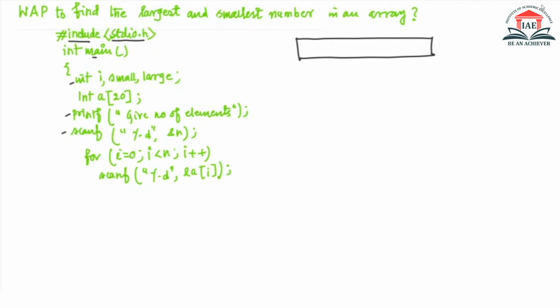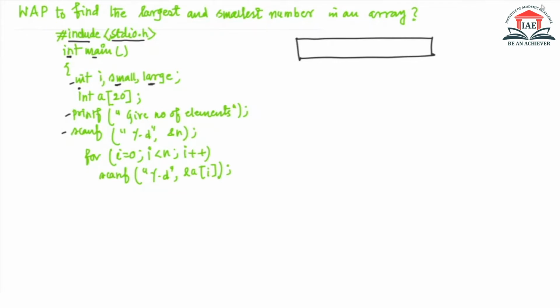So this is the main function, and the return type of main we use is an integer because the default return type of main is integer. So that's why I am writing this. Now we are declaring some variables like i and small. You can name it differently, but the small variable will store the smallest number and the large variable will store the largest number. We are declaring an array of size 20. Maximum size is 20. That means you can store maximum 20 elements.